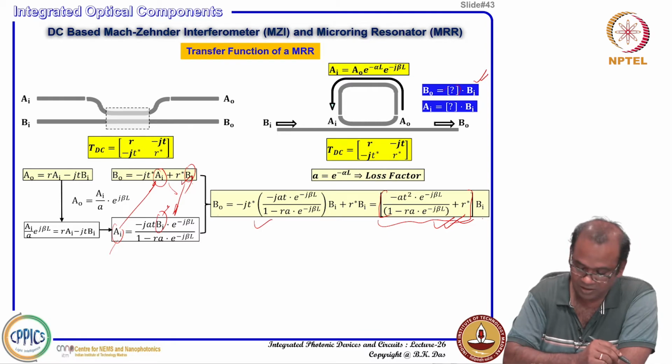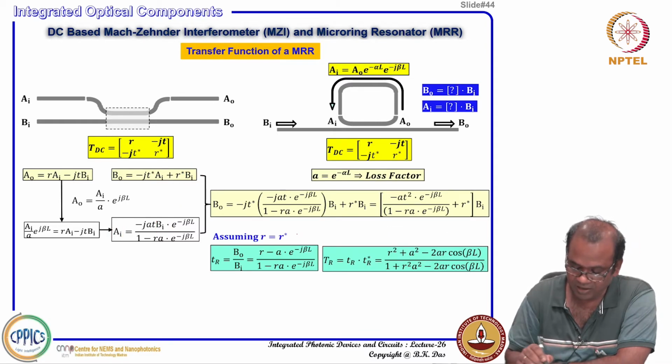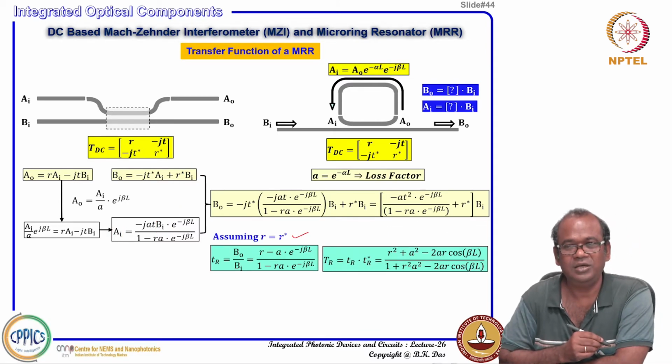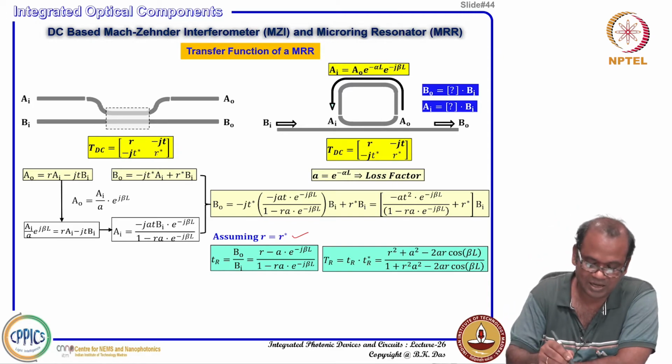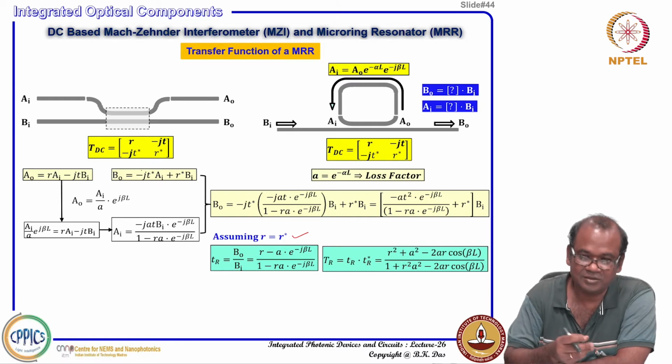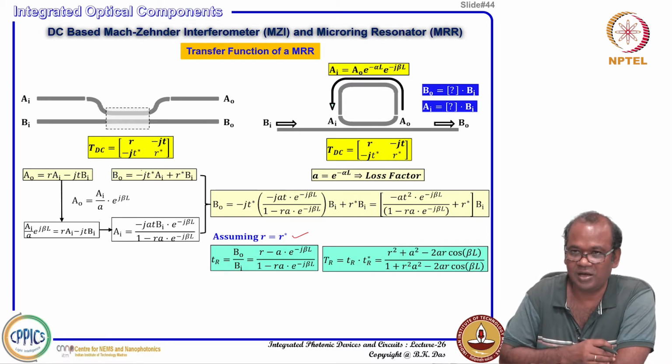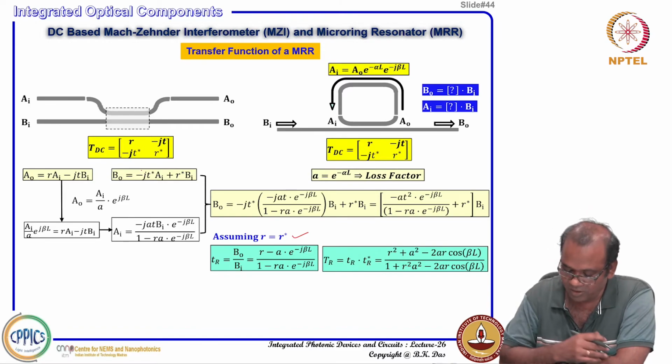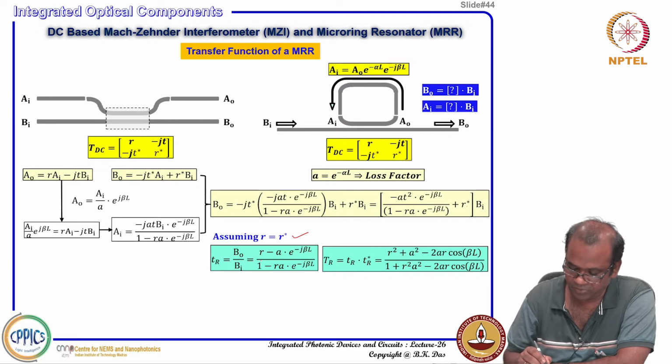Now, the next thing is that, without any loss of generality, I consider R equal to R star. Normally, most of the directional couplers we can design, the reflection coefficient does not have any phase change, it can be real. Then I can put R star as R, and then we can say that T R equal to B naught by BI. B naught by BI is this one. R is there already. So, you just simplify, and you get this expression.